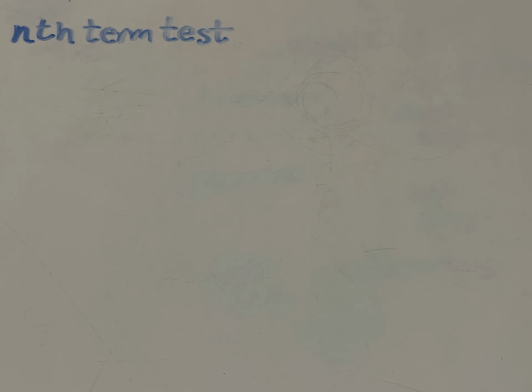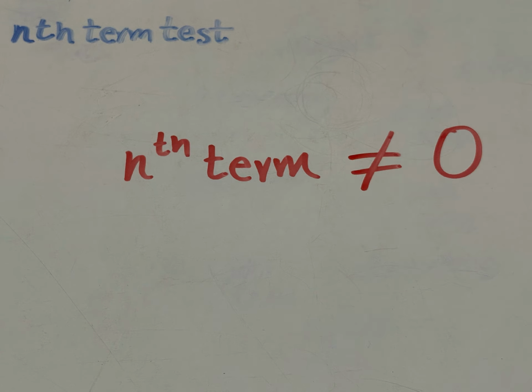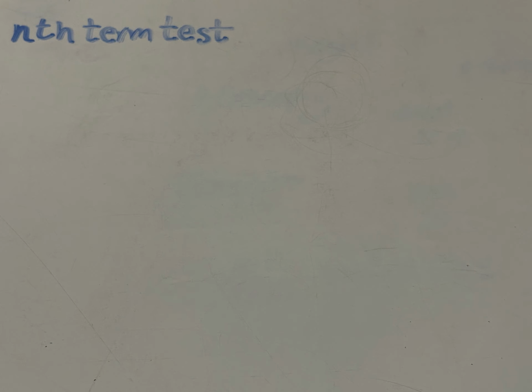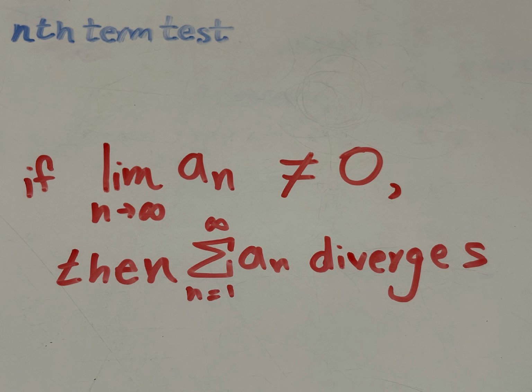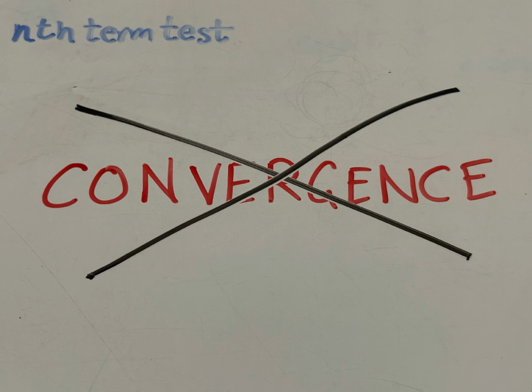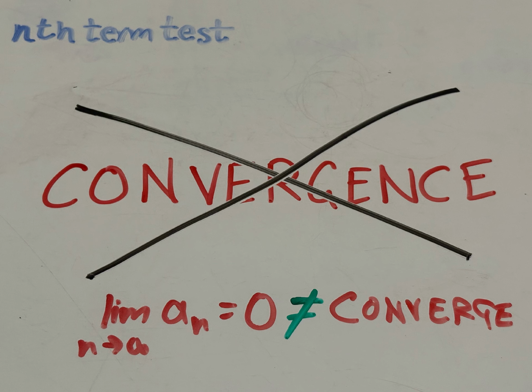The nth term test has conditions so simple, it's in the name. If the nth term isn't 0, then the series diverges. Or, written mathematically, if the limit of a of n as n approaches infinity isn't 0, then the series diverges. This is a divergence test, so it's impossible to use the nth term test to prove convergence. The limit approaching 0 doesn't necessarily imply convergence, and we'll see that in many examples later down the line.